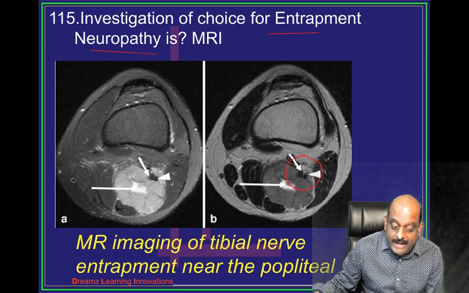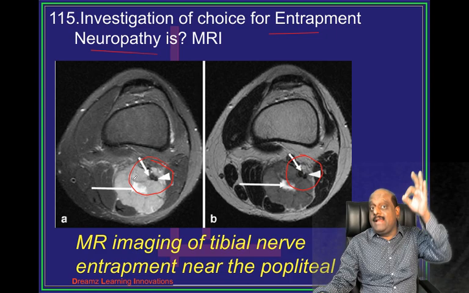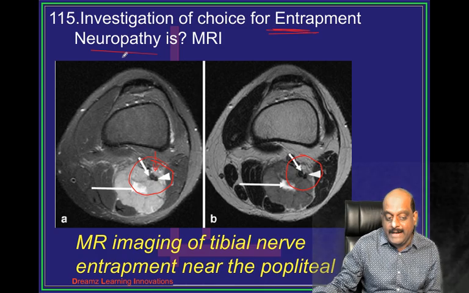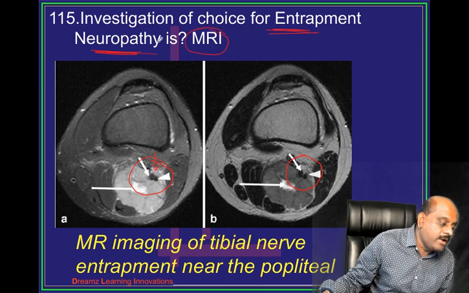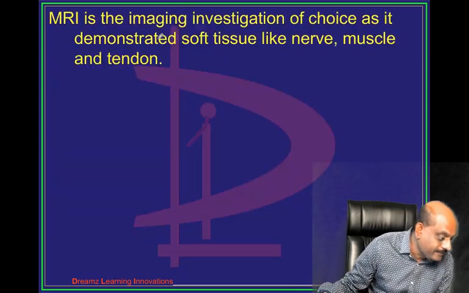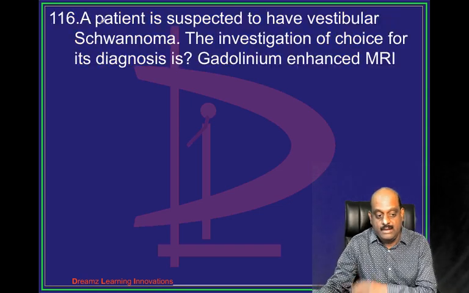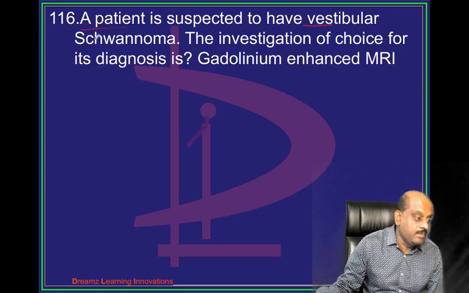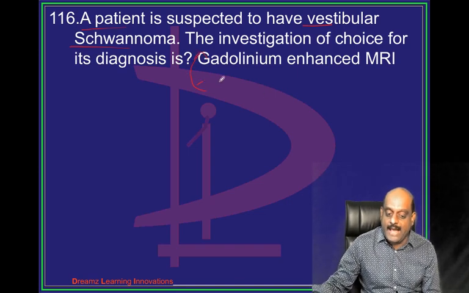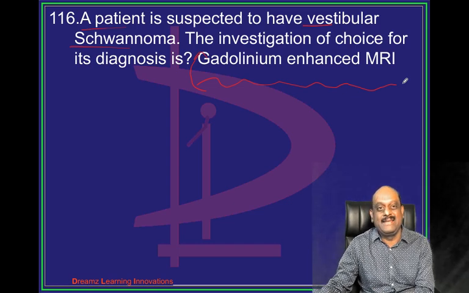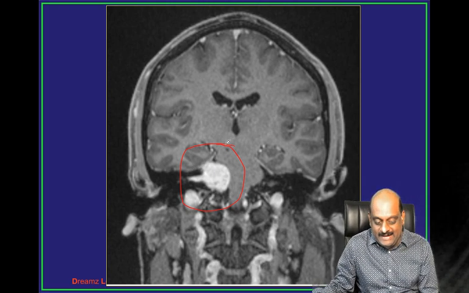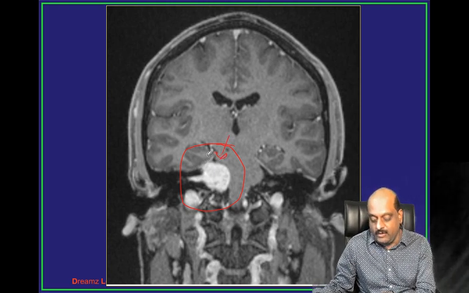So doctor, this is an MRI which is showing tibial nerve entrapment near the popliteal fossa. So the investigation of choice for entrapment neuropathy is MRI, is what you need to remember. Now doctor, a patient is suspected to have vestibular schwannoma. What is the investigation of choice? Gadolinium-enhanced MRI. This is how gadolinium contrast enhancement will help detect the schwannoma.